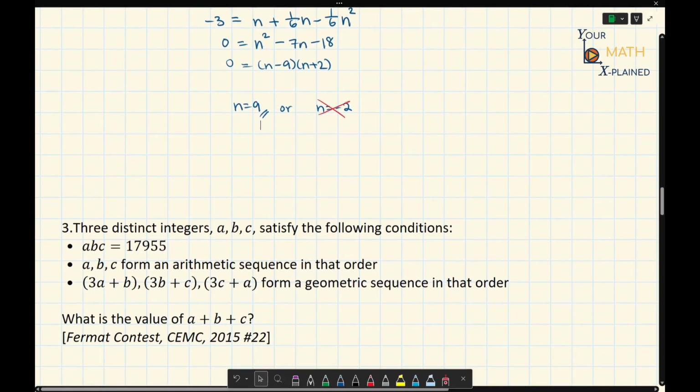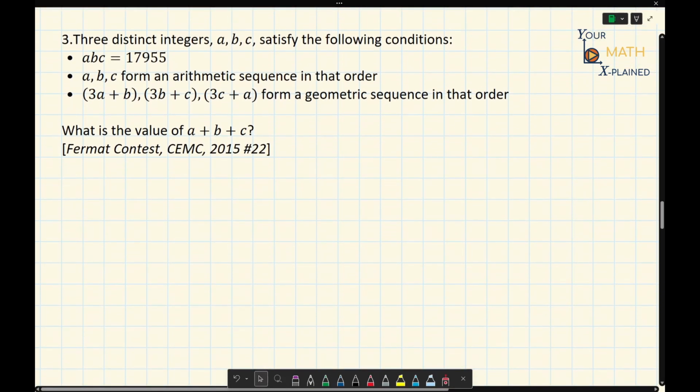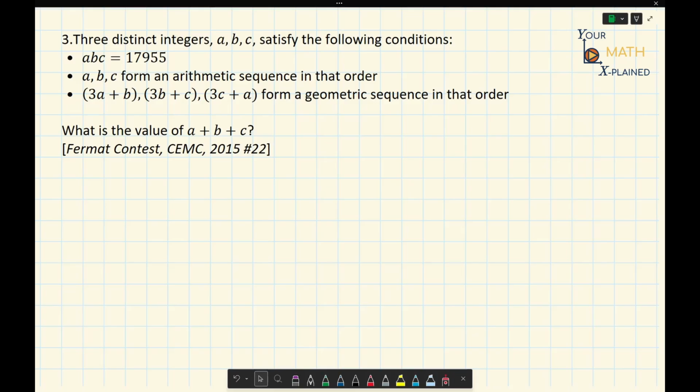And now the last question of this video actually comes from the 2015 Fermat Contest. So here we're given that A, B, C satisfies the following condition. First of all, A, B, and C are 3 distinct integers, and they form an arithmetic sequence in that order. And when you multiply them all together, you get 17,955. And also, this here forms a geometric sequence. So what is the value of A plus B plus C?